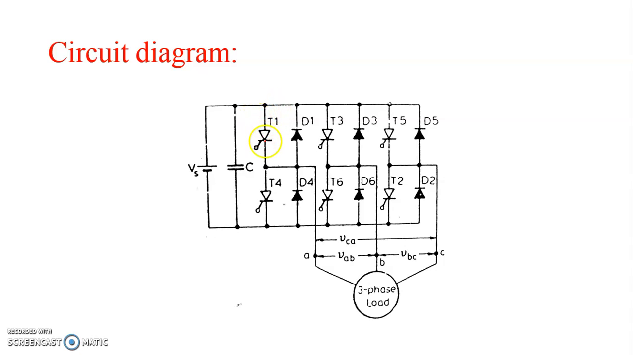Here T1 and T4 is the first arm of the inverter. T3, T6 is the second arm of the inverter. T5, T2 is the third arm of the inverter. The upper group thyristors are T1, T3, T5. The lower group thyristors are T4, T6, T2. All these thyristors are connected with the supply and also connected with a three-phase star load.